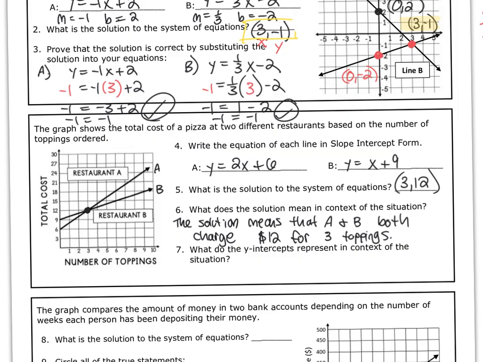And then what does the y-intercept represent in context of this situation? Well, think about this. At the y-axis over here, we have 0 toppings on the pizza, right? So that's just the cost of a regular cheese pizza or a pizza with no toppings. Since x represents the number of toppings, the y-intercept is just the cost when you don't have any toppings.